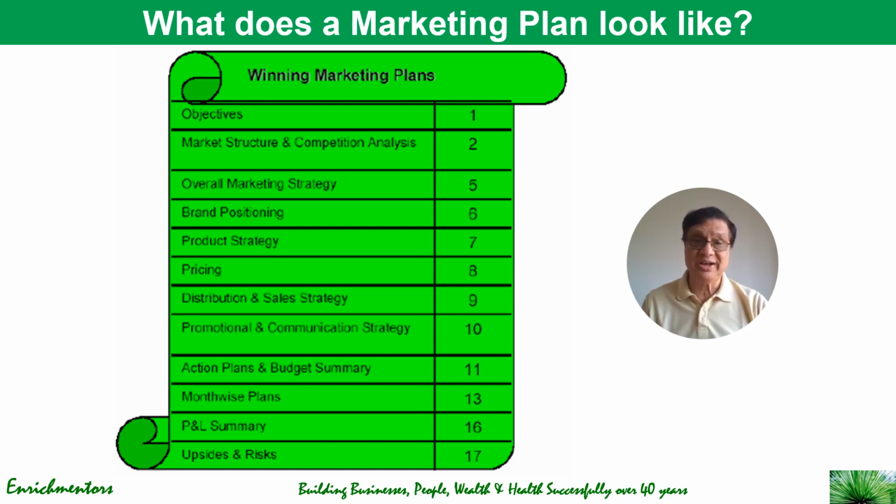Description of market structure and analysis of competition, an overall strategy of who you would target, what your key marketing tasks will be as you see, and then brand positioning: what will you offer that your competition does not offer and why, where does your product stand today, what improvements do you expect in terms of product strategy, what is your pricing strategy, what's your sales and distribution strategy, how would you communicate and promote. And then it comes to the implementation part where you start putting action plans, budget summary, financials, and upsides and risks. So that's what a marketing plan looks like.